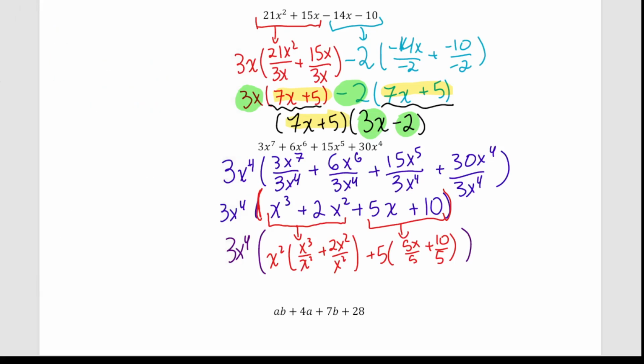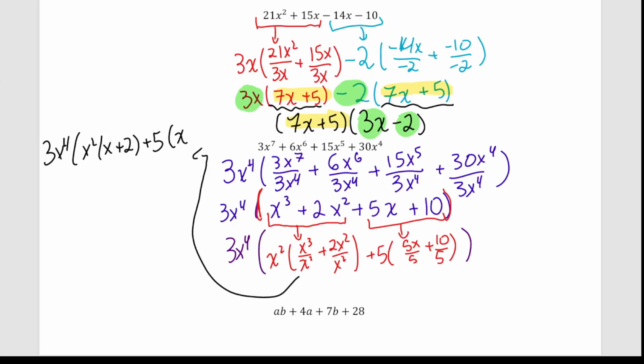Now let's go ahead and continue to simplify here. So we still have a 3x to the 4th on the outside, x squared, and then x cubed divided by x squared is going to leave us with x. 2x squared divided by x squared is going to leave us with plus 2. And then we still have the plus 5. 5x divided by 5 is going to leave us with x. 10 divided by 5 is going to leave us with plus 2.